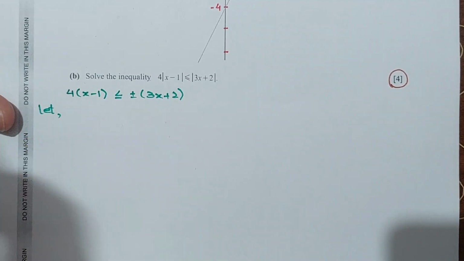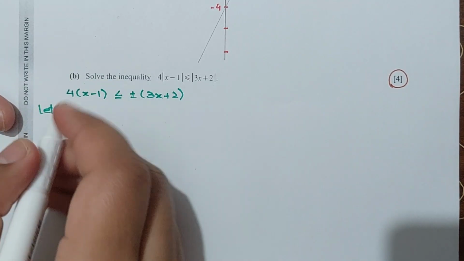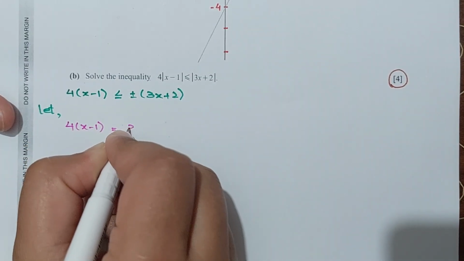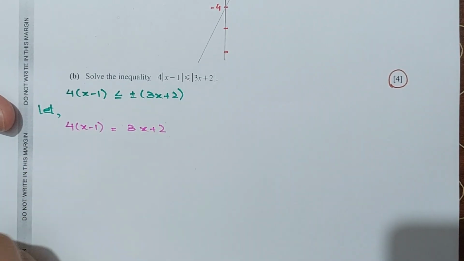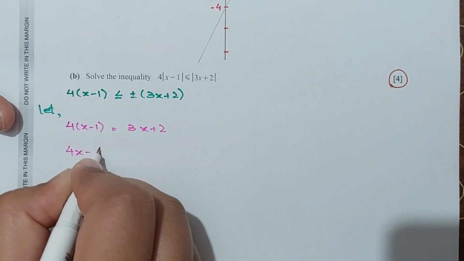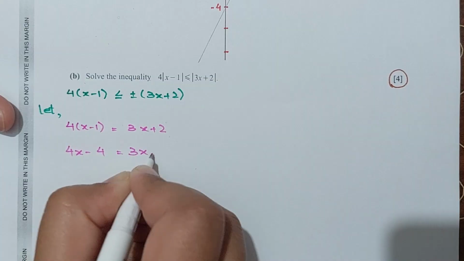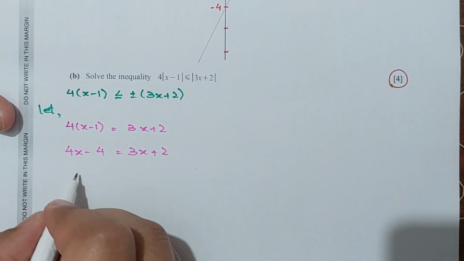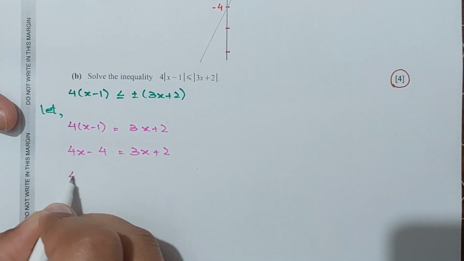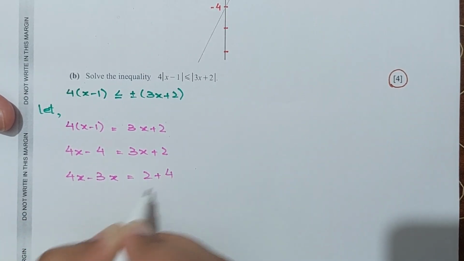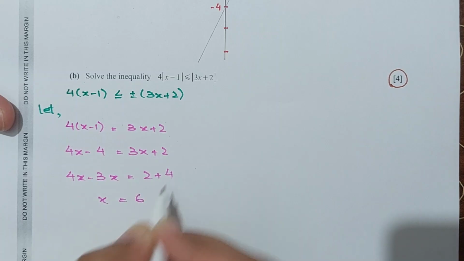Let us say 4 into x minus 1 is equal to 3x plus 2. So 4x minus 4 equals 3x plus 2. Okay, and we can say this is 4x minus 3x. This would be equal to 2 plus 4. So x would be equal to 6.